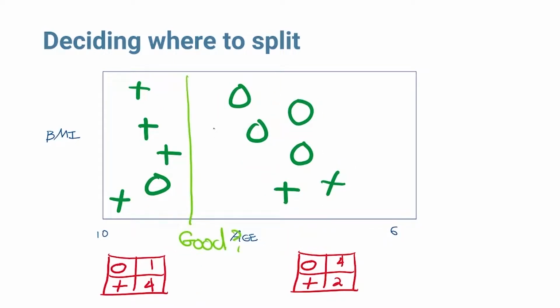positive. But what if we chose a different split? Like what if we chose this split right here? Now intuitively, you would say that this looks better because it groups all of these observations together. So this results in a partition of 1 negative and 4 positives, and 4 negatives and 2 positives.